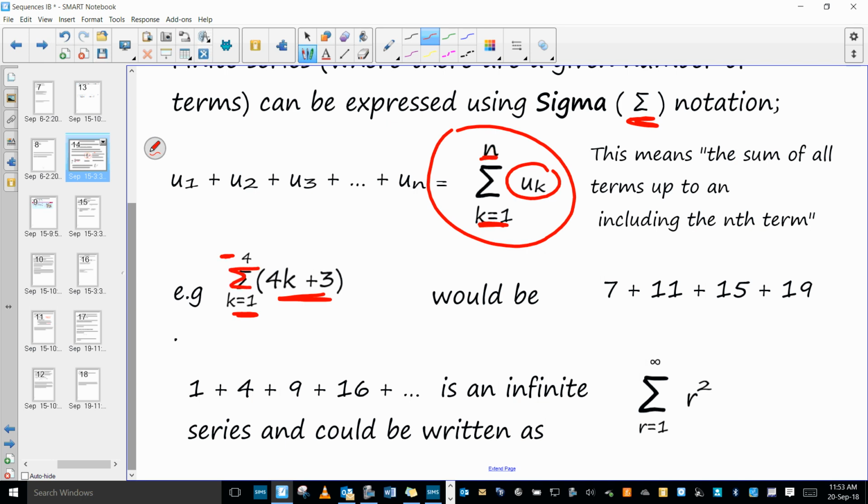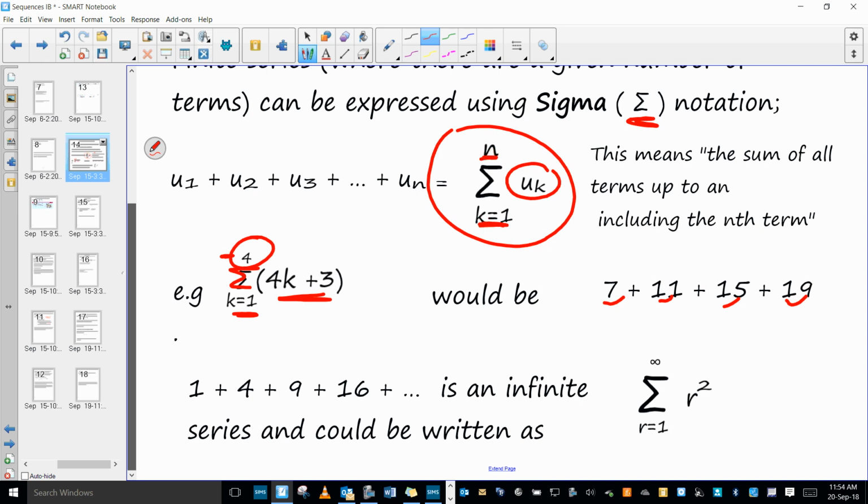So if we started when k was 1, we would do 4 multiplied by 1 plus 3, and we'd get the number 7. Then we would keep going to when k is 2, so we would do 4 multiplied by 2 plus 3, then 4 multiplied by 3 plus 3, 4 multiplied by 4 plus 3, and we would stop there because this number here was a 4. So it's just a summary of telling you when to stop adding up values.